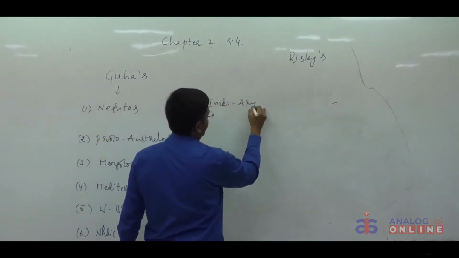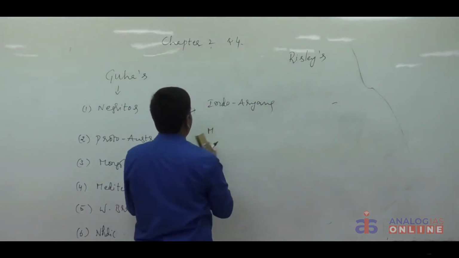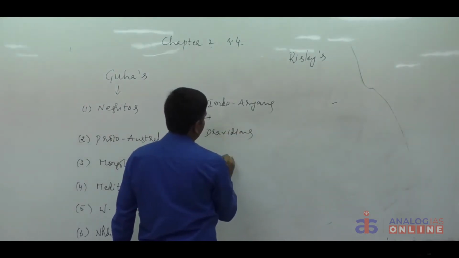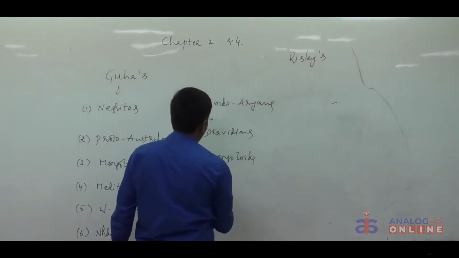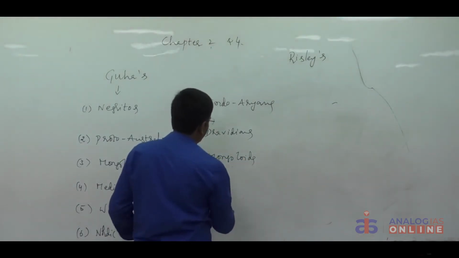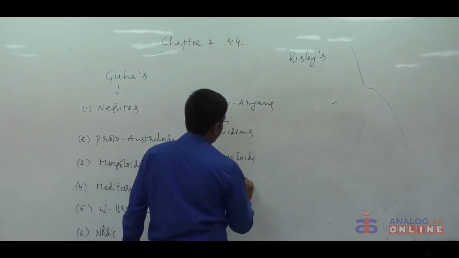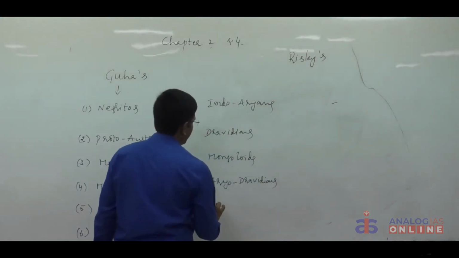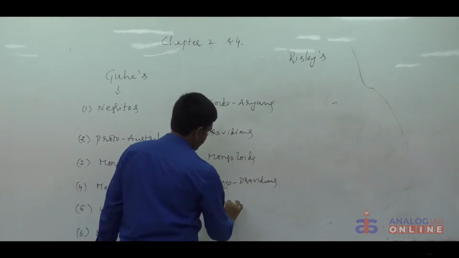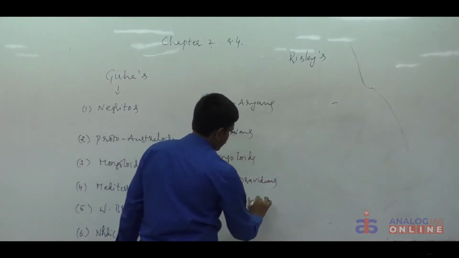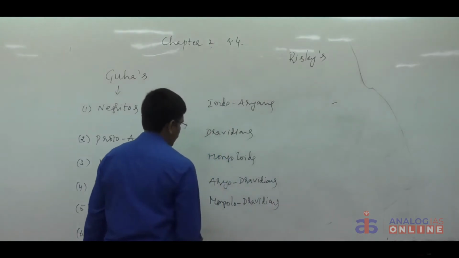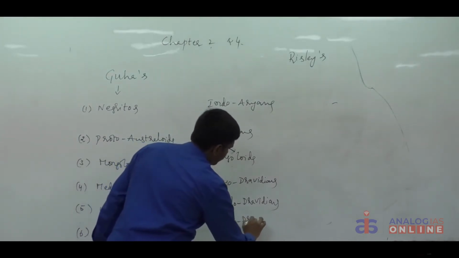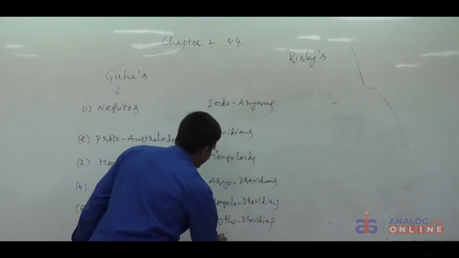Indo-Aryans, then Dravidians, Mongoloids, then Aryo-Dravidians or Indo-Dravidians, mentioned like this, then Mongolo-Dravidians, then Scytho-Dravidians, and then Turco-Iranians.